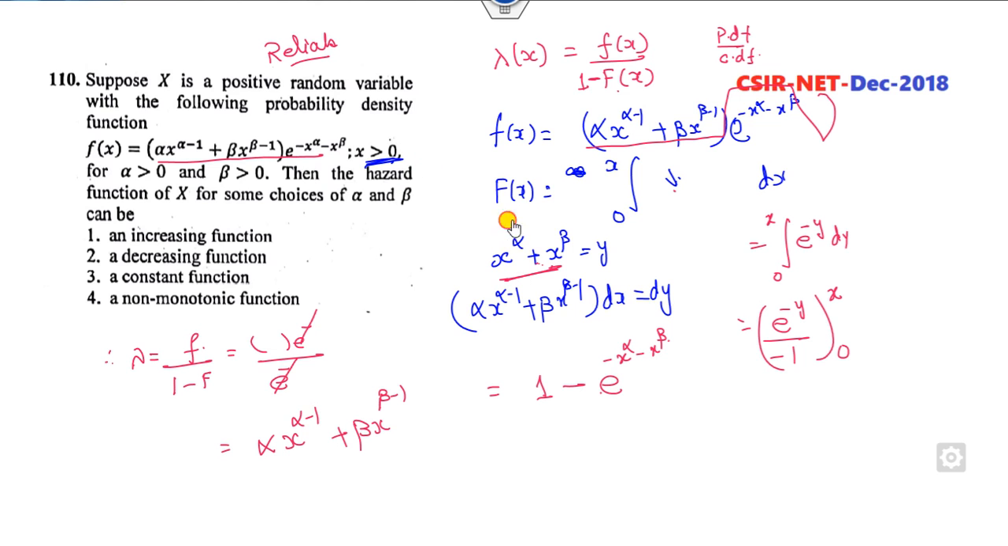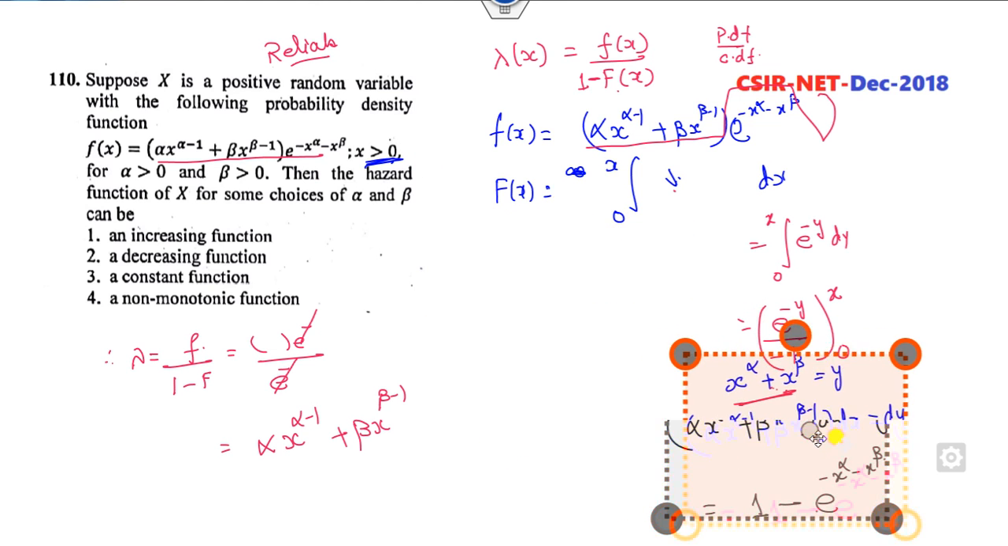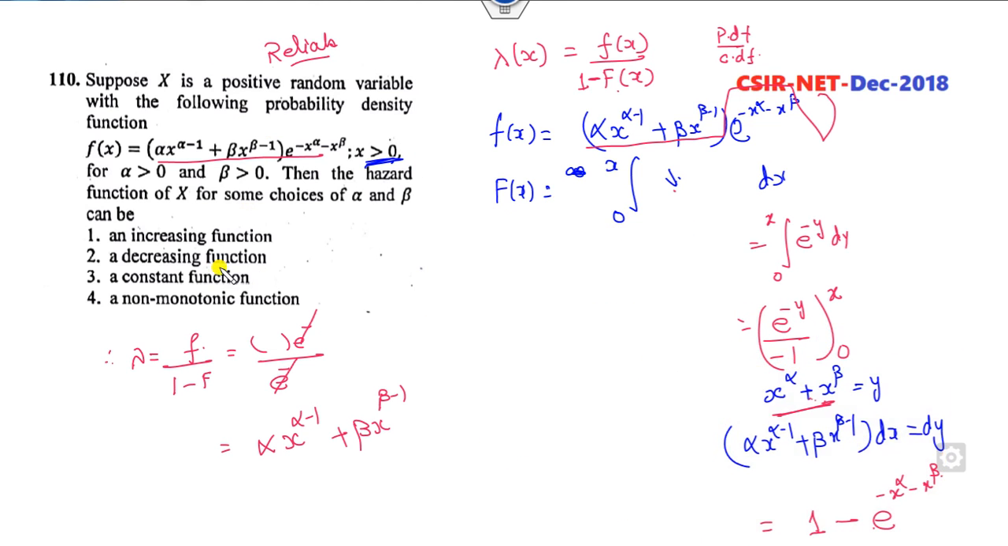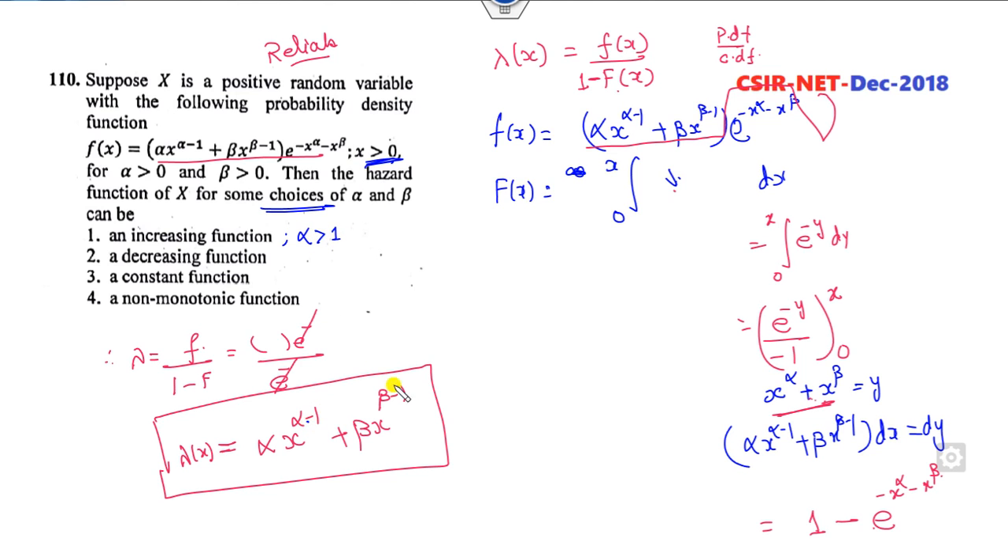Fine. Now you can make your answers here. Now you can see whether this is my hazard rate, whether this is an increasing function. For some choices, yes. If I take alpha greater than 1 and beta greater than 1, then definitely this is an increasing function. So this option is correct.